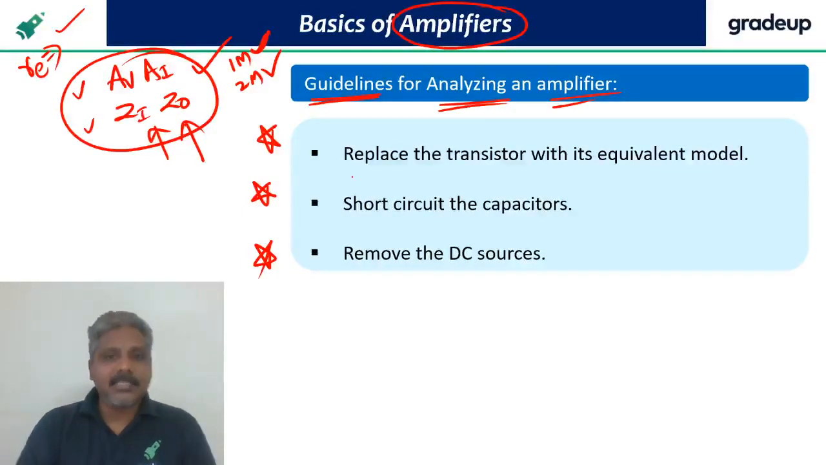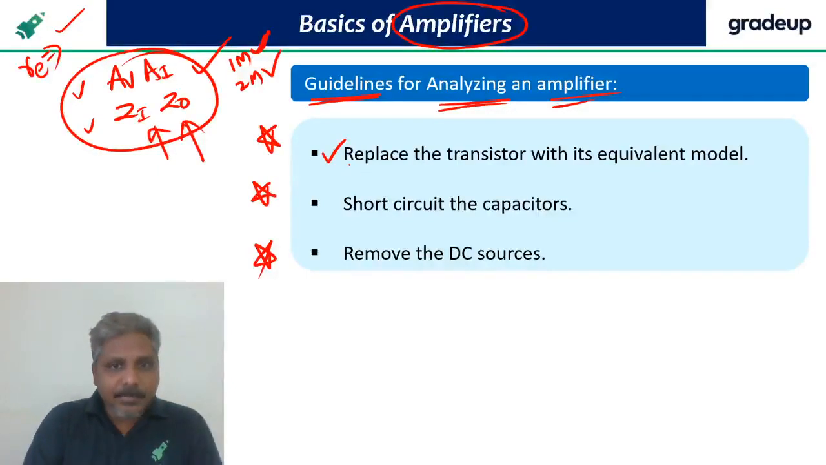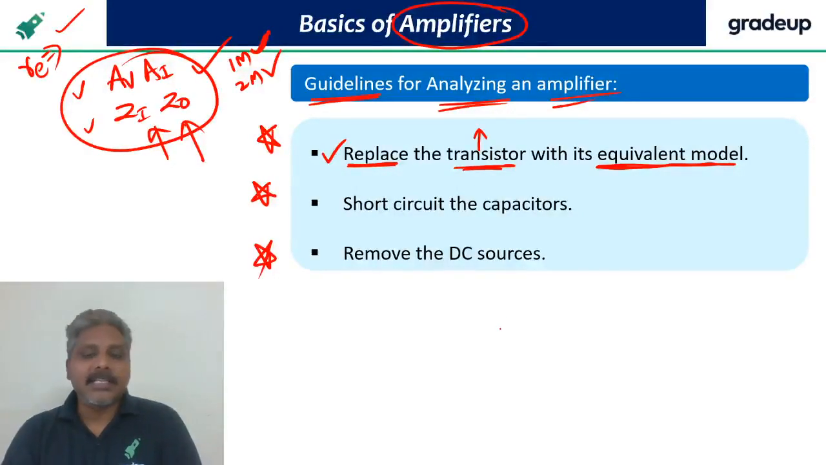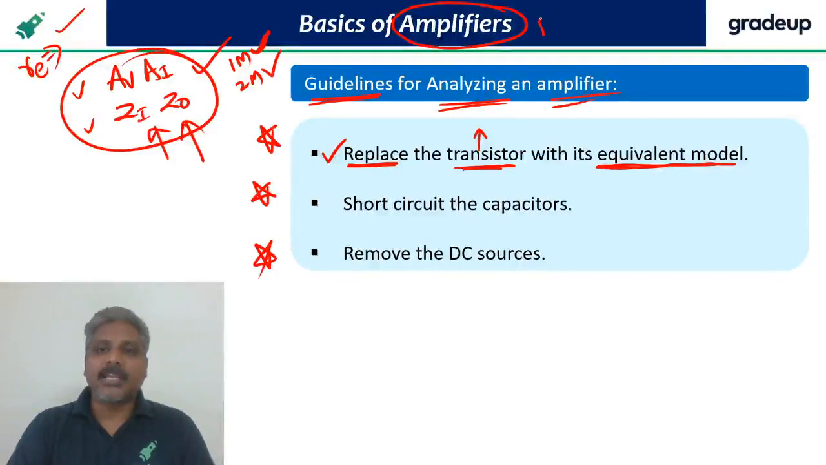The first guideline is: replace the transistor with its equivalent model. See guys, I am calling it a transistor. I didn't say BJT. That means this guideline is useful for any transistor. Once I go for MOSFET amplifiers, again I don't give you new guidelines. The same guidelines apply there also, because amplifier means amplifier, let it be a BJT amplifier or a MOSFET amplifier.